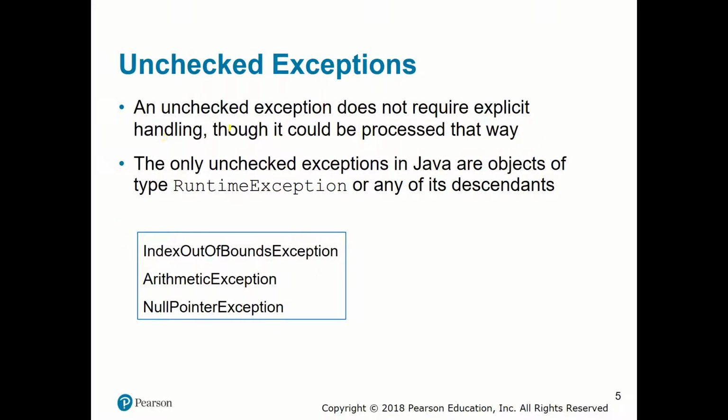An unchecked exception does not require explicit handling, though it could be processed that way. The only unchecked exceptions in Java are objects of type RuntimeException or any of its descendants. So these are child classes of RuntimeException. So, like I told you, you don't have to handle these exceptions. Instead, you must modify your code. Okay?